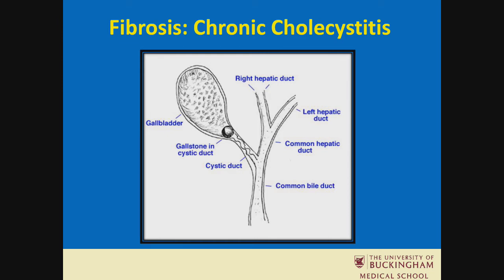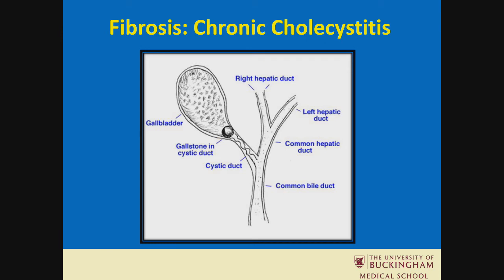So this stone can move down. That's how it becomes ascending cholangitis. When it goes down, if it lodges at the common hepatic duct or below, it can cause ascending cholangitis and spread in the liver. Last week we discussed that in the workbook.